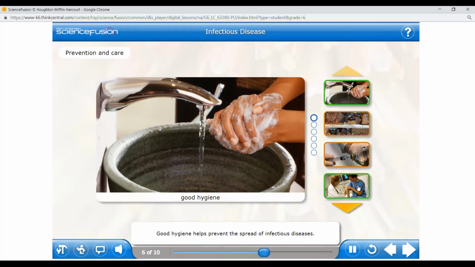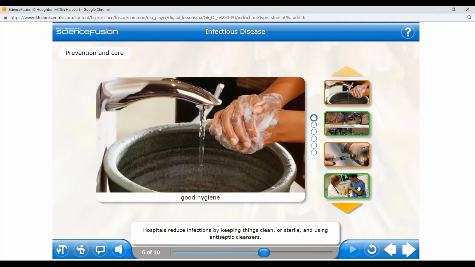Good hygiene helps prevent the spread of infectious diseases. Washing your hands with soap and water kills pathogens. Hospitals reduce infections by keeping things clean or sterile and using antiseptic cleansers.